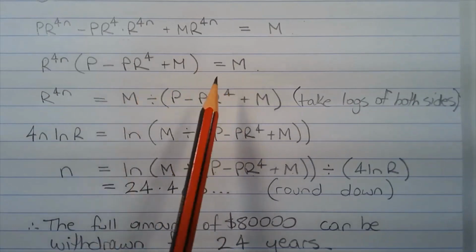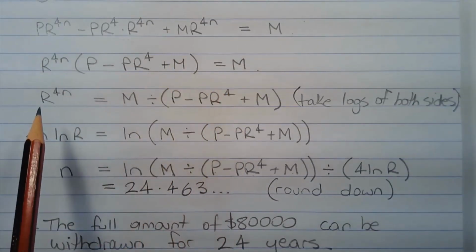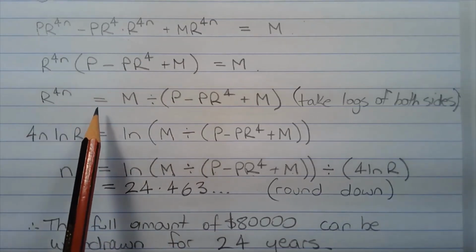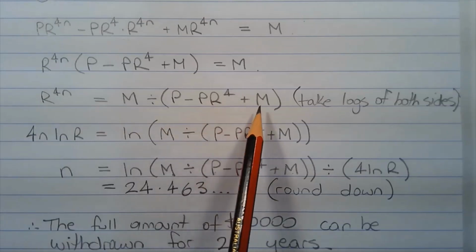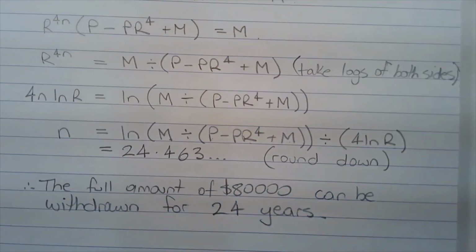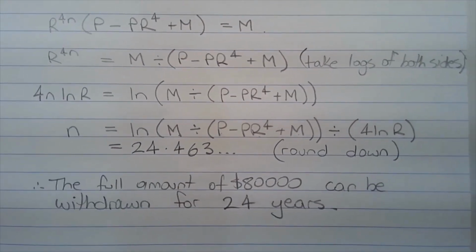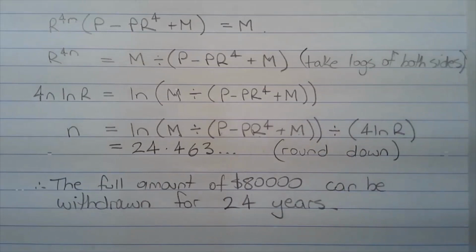Dividing both sides by what's in the brackets here, so p minus pr to the power of 4 plus m, we get r to the power of 4n is equal to m divided by p minus pr to the power of 4 plus m. Next, we're going to take logs of both sides. I'm going to use the natural logarithm, so taking ln of both sides.